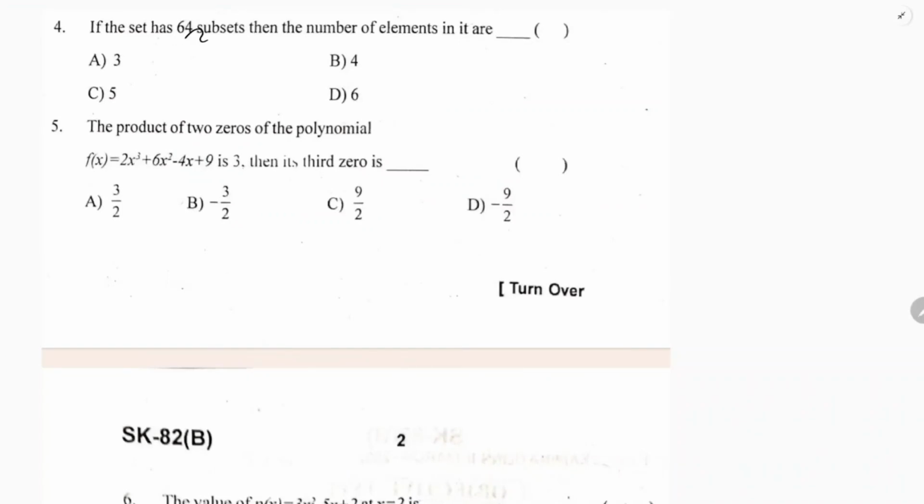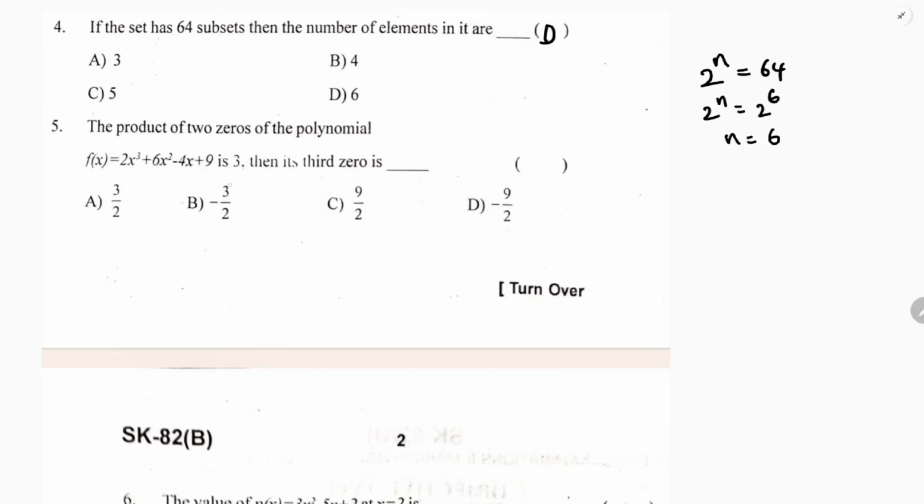If the set has 64 subsets, then the number of elements in it. So here we need to find the number of elements, the cardinal number. For the number of subsets, the formula is 2 power n. So 2 power n is 64, so 2 power n equals 2 power 6. So n value is 6. So the correct option here is D.